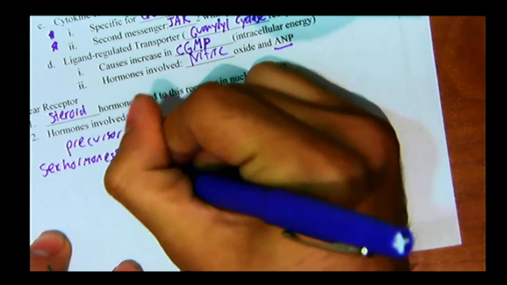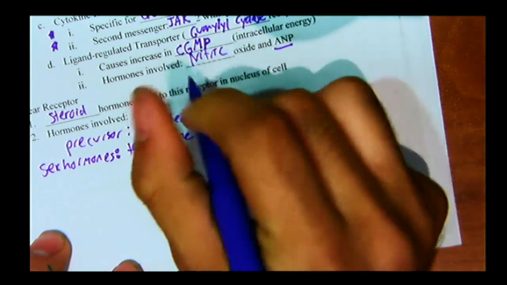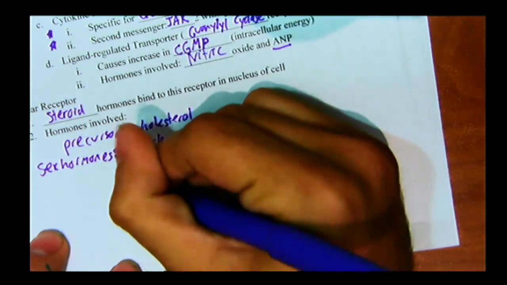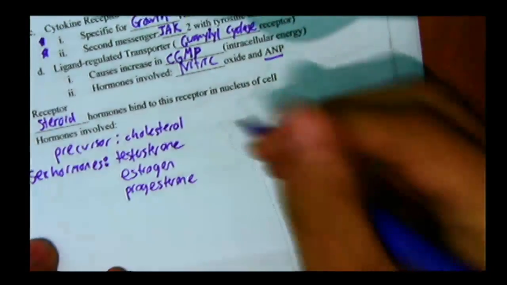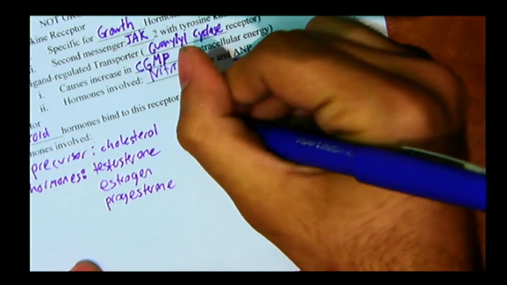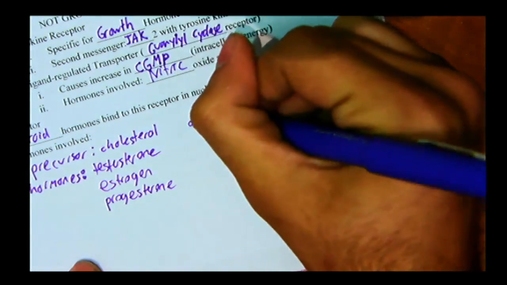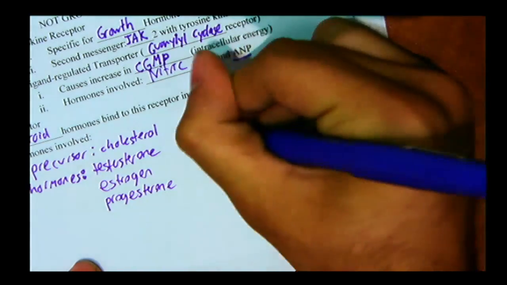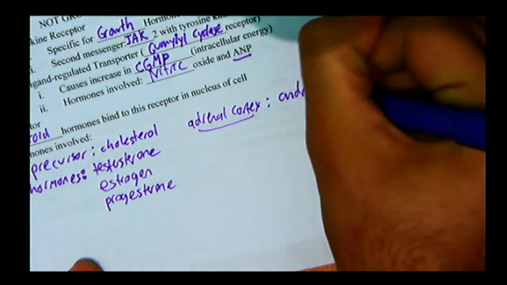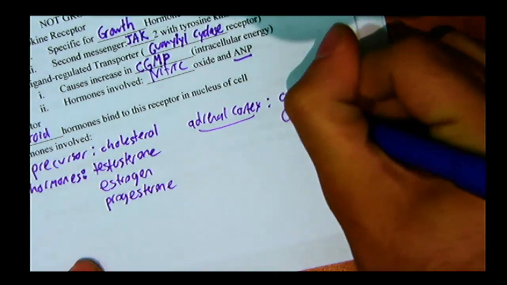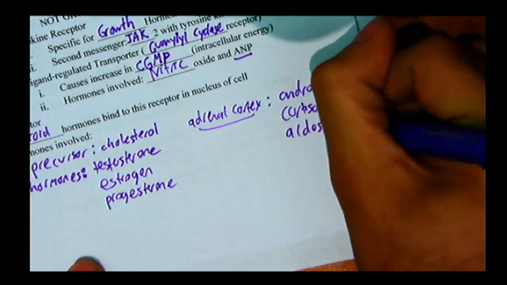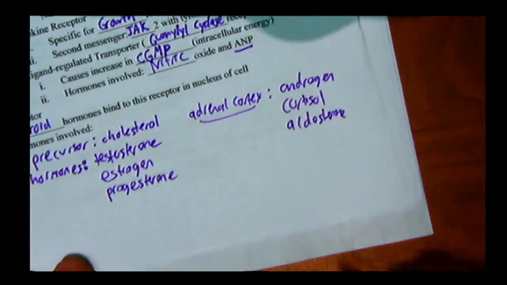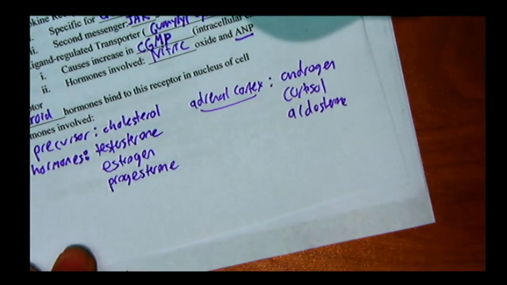What about adrenal cortex hormones? What are those? Awesome, so that's one, androgen, cortisol, aldosterone, awesome. There's one other type of steroid hormone. What's that? Thyroid, awesome, T3, T4. And that has a different precursor. What's the precursor for T3, T4?